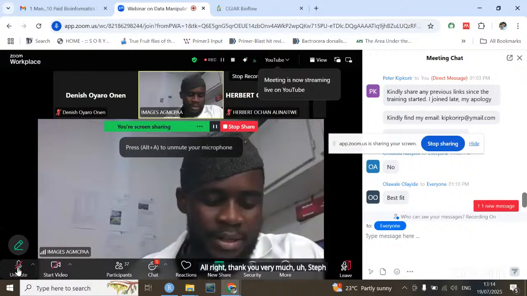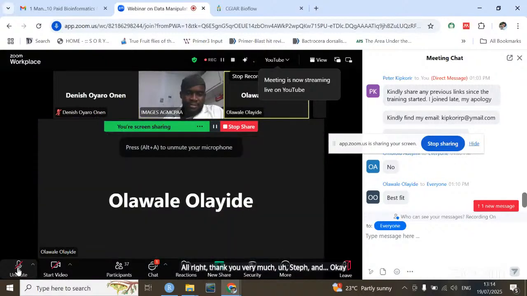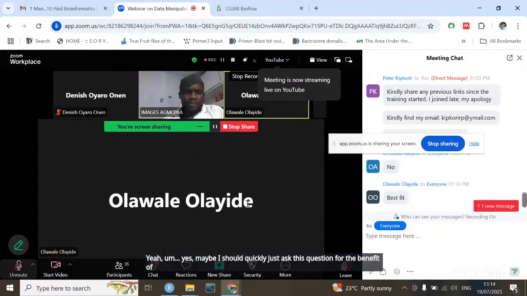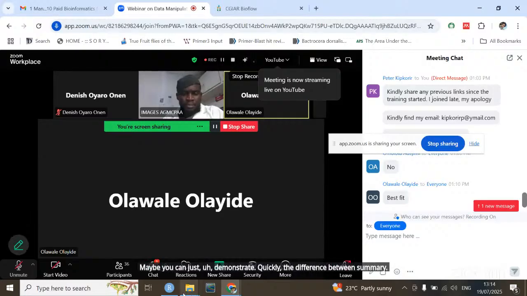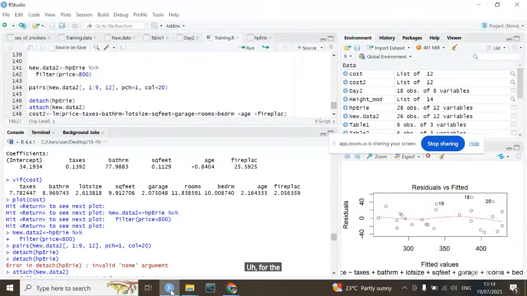Maybe I should quickly ask this question for the benefit of all. I want to know what is the difference between summary and summarize? I used to use summarize, but now I know that you can also use summary. Maybe you can quickly demonstrate the difference between summary and summarize in the code.